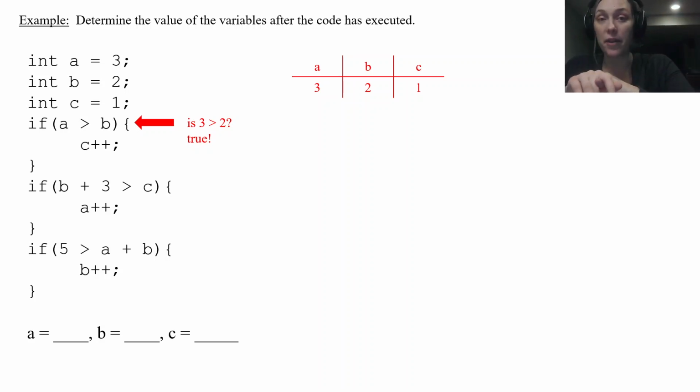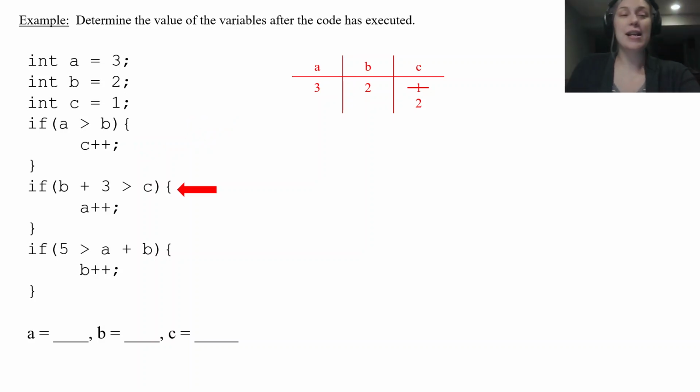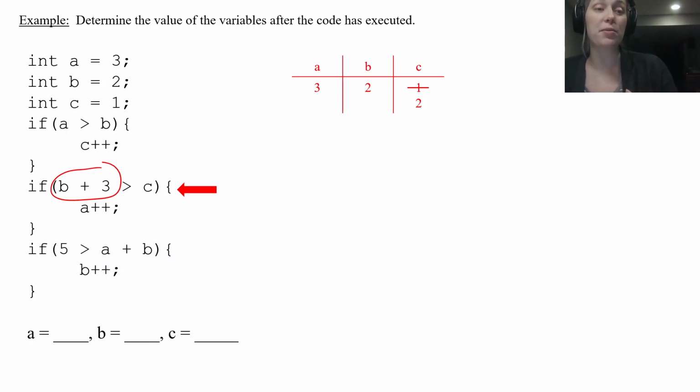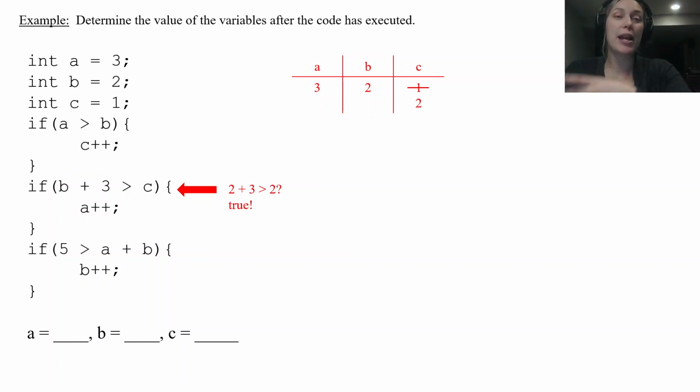Again, those conditions ask a question. They don't change anything about a variable. They don't do anything besides just ask a question. Is what is stored in A greater than what's stored in B? It's true, so C gets 1 added to it. This next question, again, the operation happens first. So B plus 3 is 5. And is that greater than 2? Again, B doesn't change. There's no assignment happening. It's just asking, is B plus 3 greater than 2? So 2 plus 3 is 5. 5 is greater than 2. That is true. A gets 1 added to it.